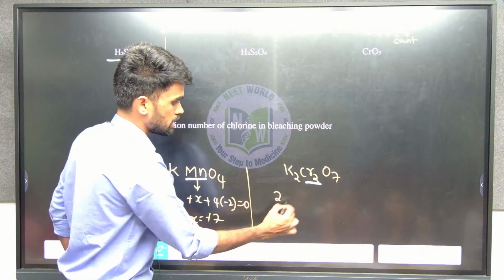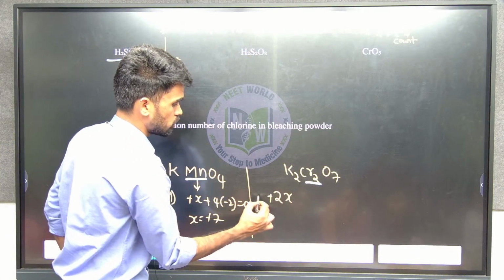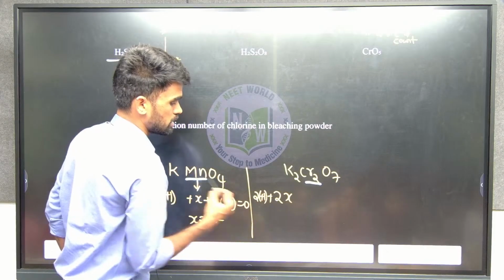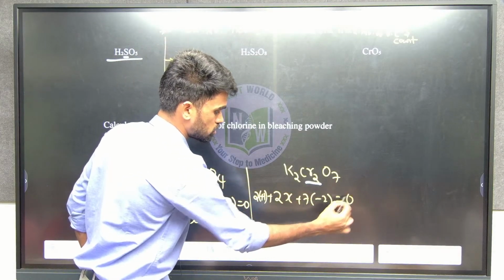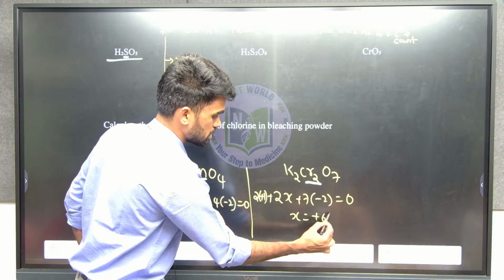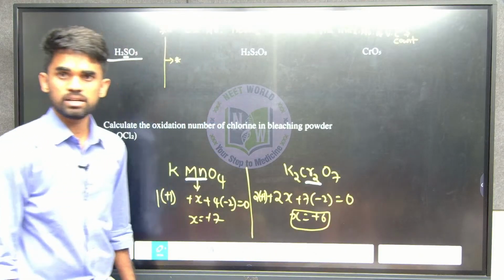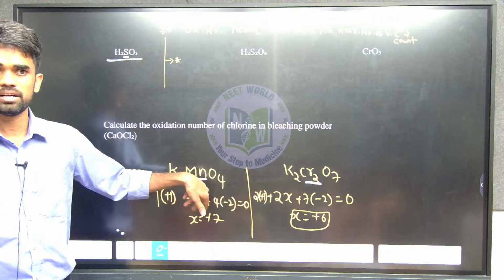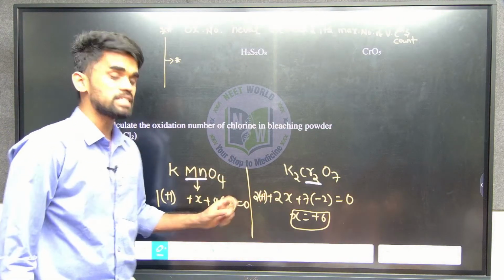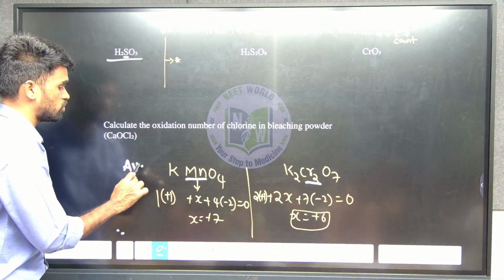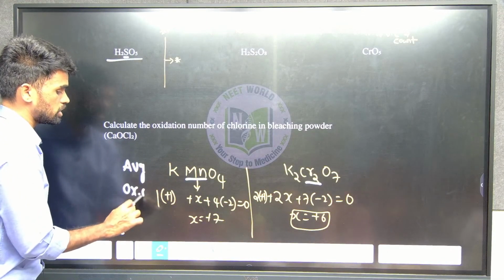So here it is 2X, here 2 potassiums are there, each one is +1, and 7 oxygens are there, each one is -2, equals to 0. X will be now +6. Okay, this is clear now everyone? Normal calculations, these are clear now, how to do oxidation state. So now whatever you are doing, these are called average oxidation state. What is this? Average oxidation state.